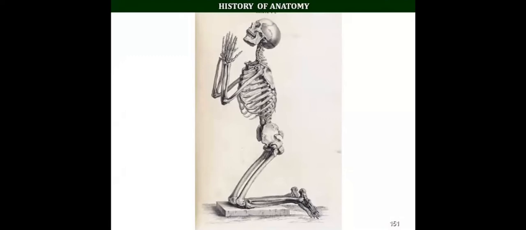I think it's a picture of the development of medicine being subjugated by religion in the Middle Ages. Okay, thank you.